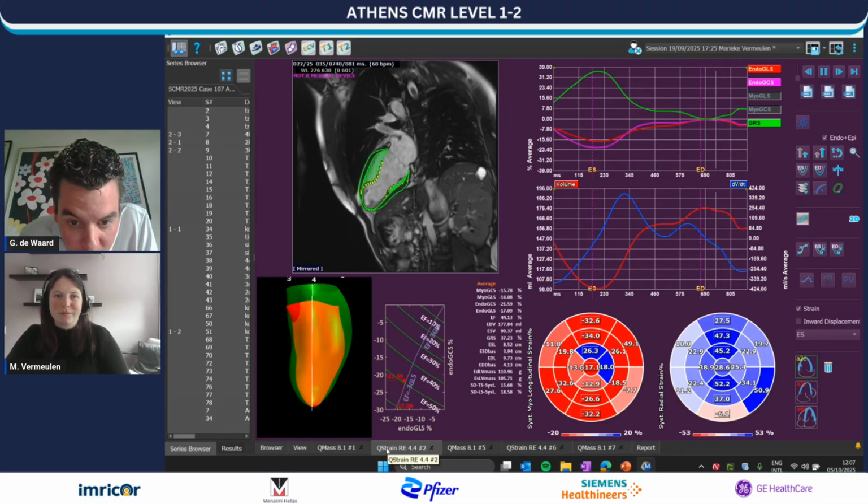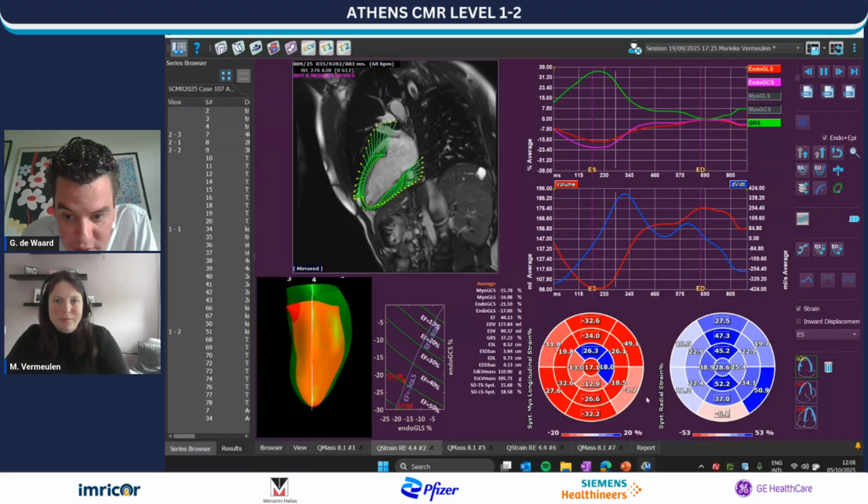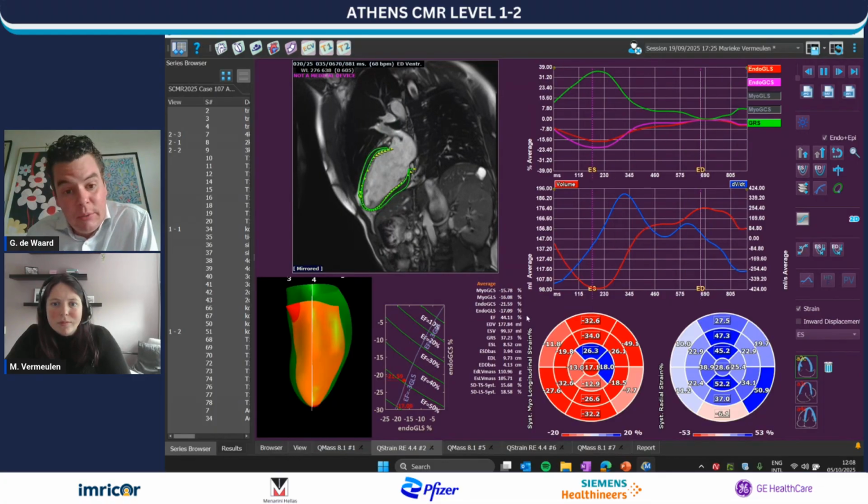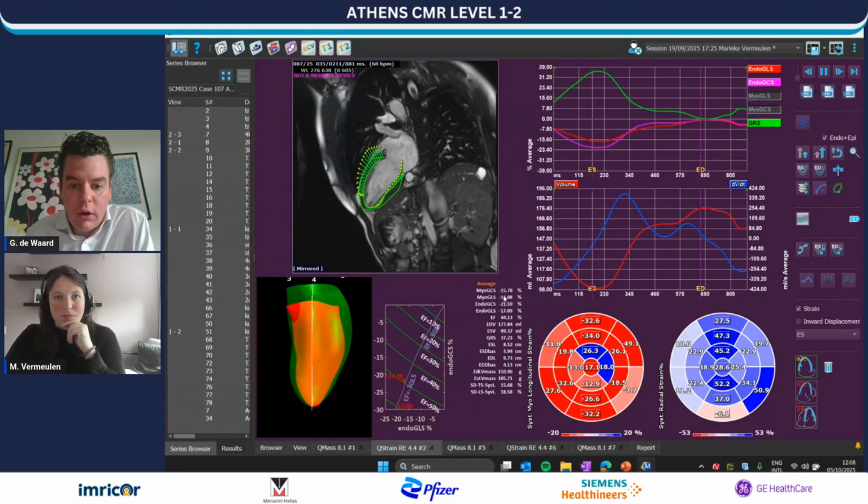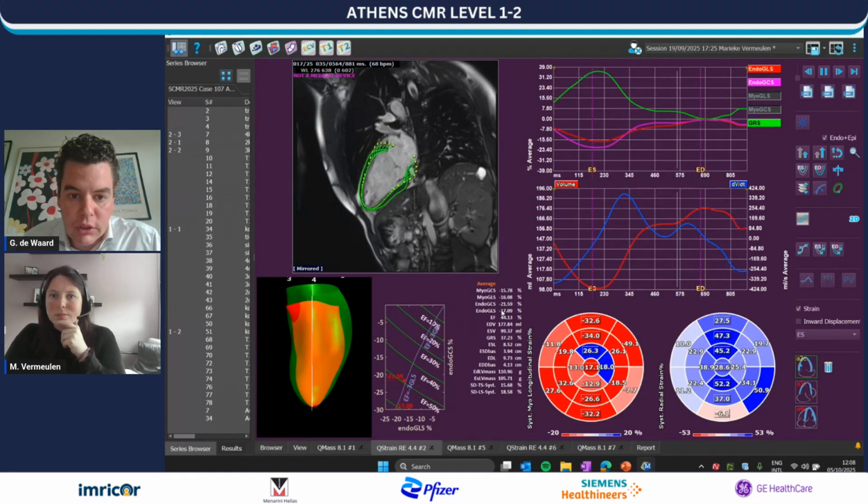So here we actually arrive at an endo GLS of 17. And if taken all together, that is, of course, slightly reduced. The echo cutoff value that we typically use in clinical practice is minus 18.5. And as you saw in the slides that I showed, the normal value is approximately 22 for CMR. So it is mildly reduced strain. Then for the LVEF, we should really check the contours and see whether or not the LVEF would fall into a normal value or not.